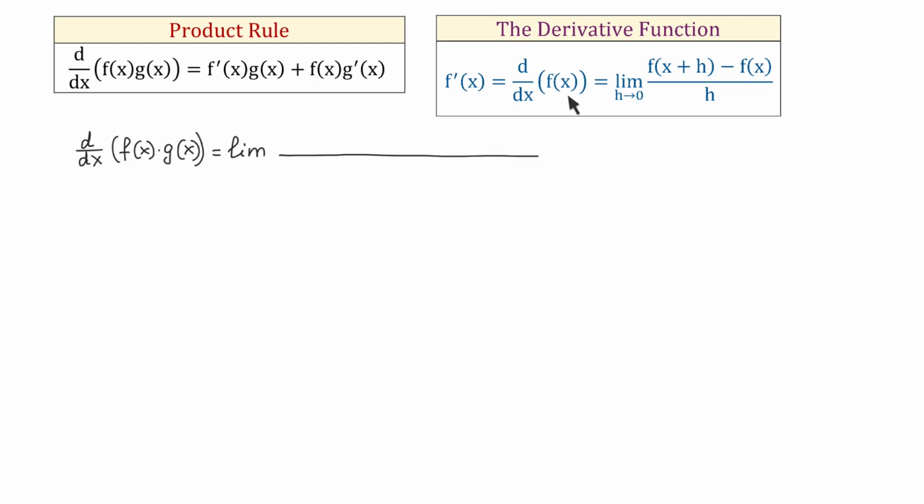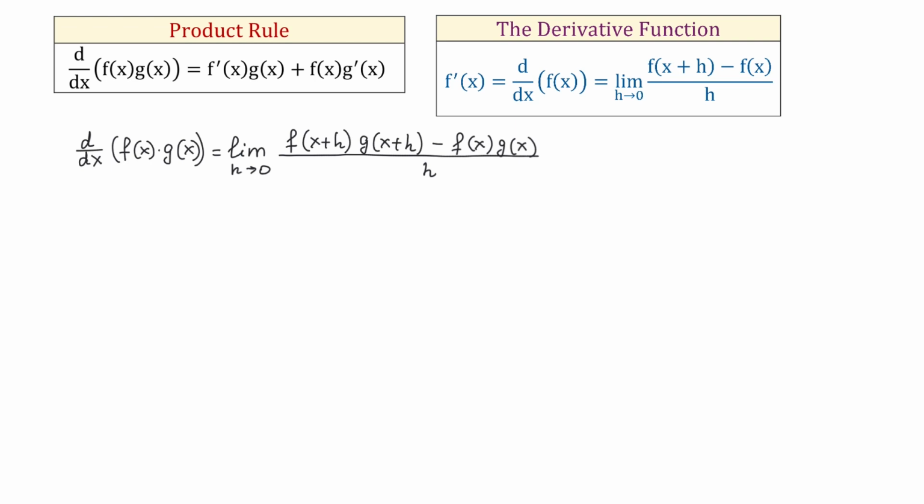And if here we had f(x), now in the numerator we have f(x+h). In the product rule, we have a product of two functions, and each x has to be replaced with x+h. So then we will have f(x+h) times g(x+h) minus f(x) times g(x) over h as h approaches 0.